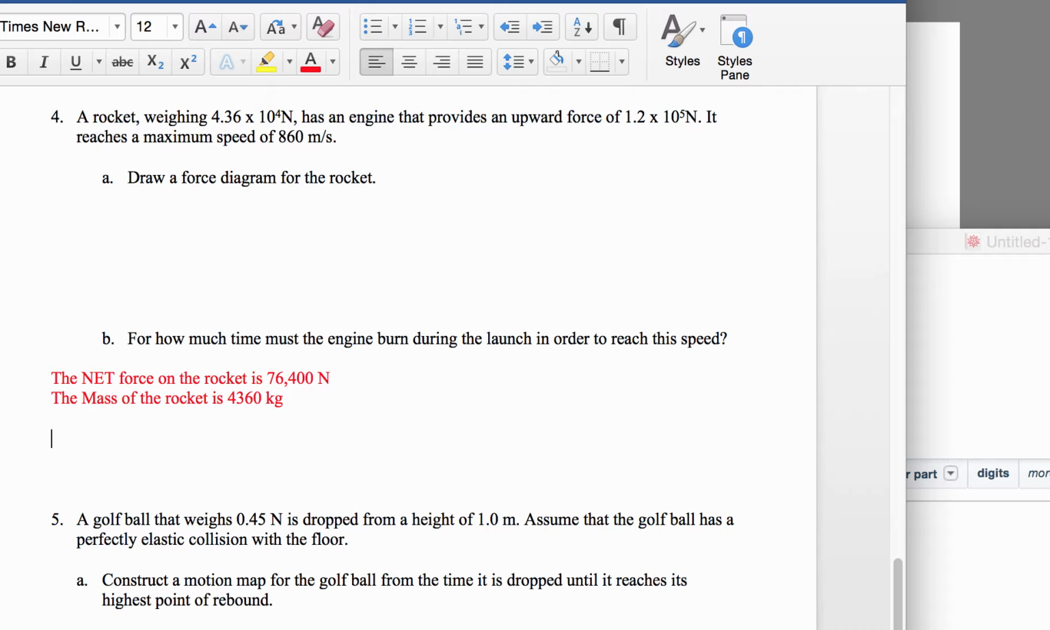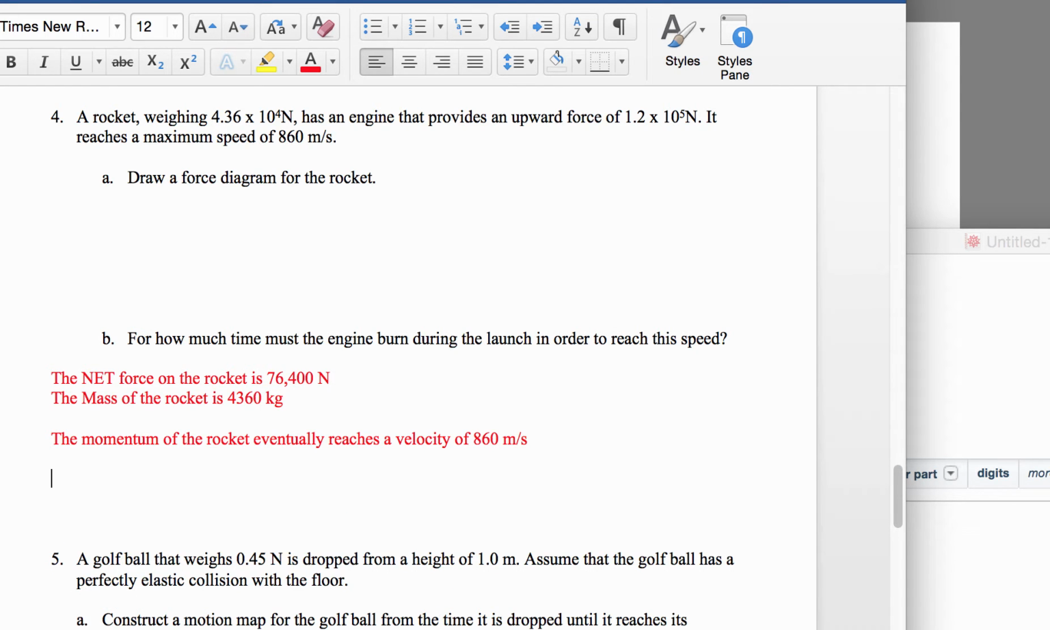Maybe I need this information, maybe I don't. But I think I do. Oh, and I am going to need it. For how much time must the engine burn during the launch in order to reach the speed? Okay, so the final speed. Oh, I know speed, and I know a mass now. What is speed times mass? That's like velocity times mass. That's momentum. So the momentum of the rocket eventually reaches a velocity in the upwards direction of 860 meters per second.